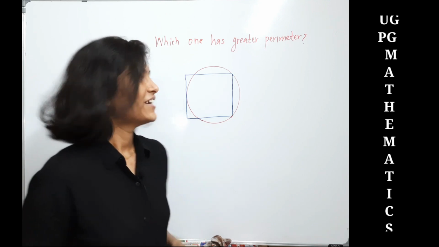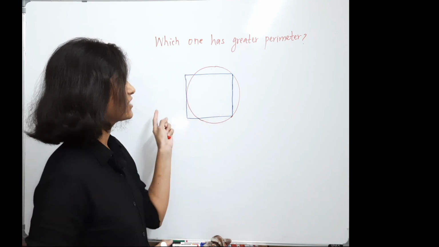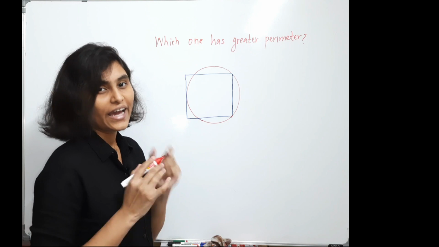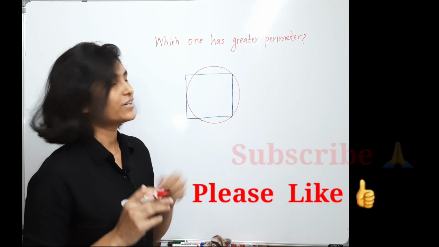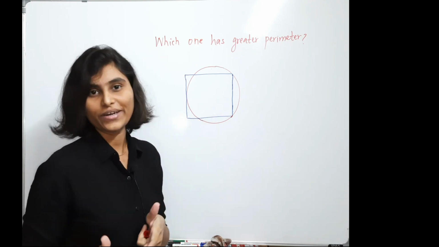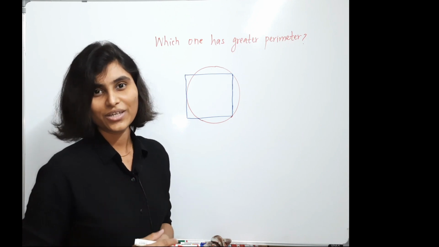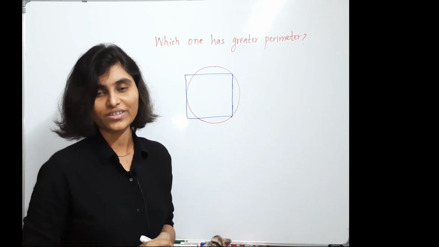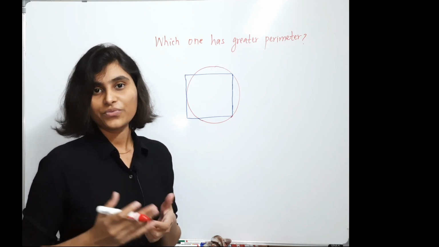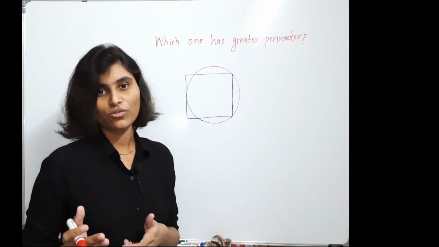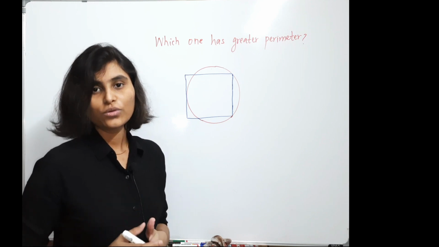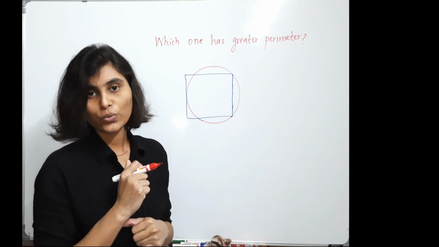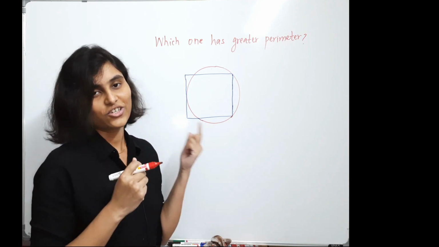So let's start. Now here we are given a circle and a square, and all of us know the perimeter of a circle and a square, right? What is the perimeter of a circle? It is clearly 2 pi r, where r is the radius of the circle, and the perimeter of a square is 4 times the side of the square, right? So to get the relation between the two, we have to do some construction here.